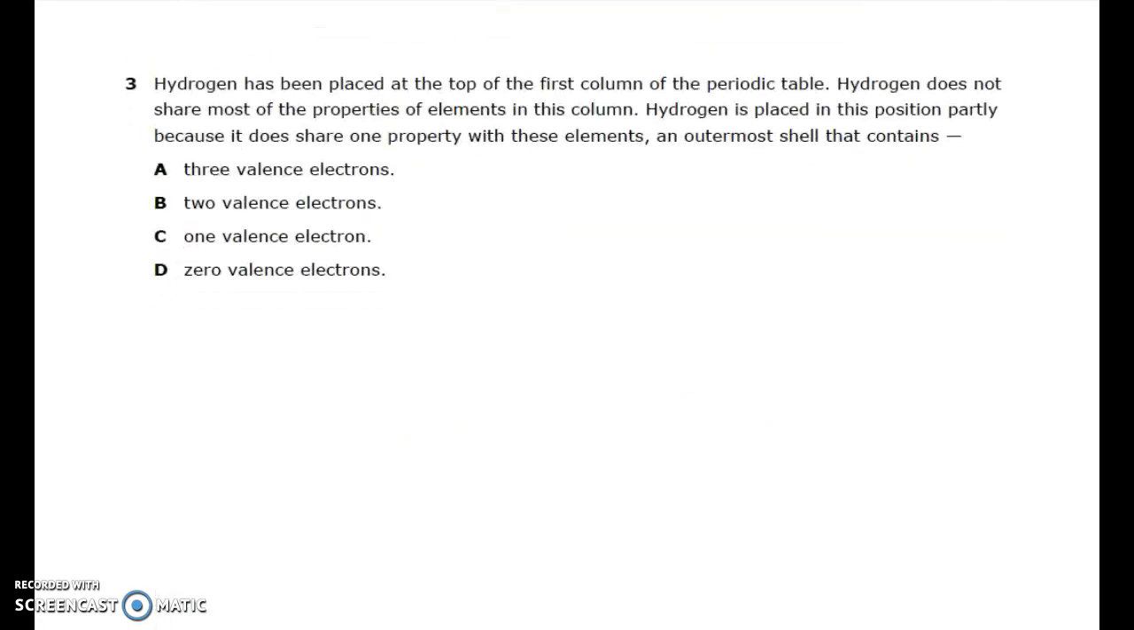Number 3. Hydrogen has been placed at the top of the first column of the periodic table. Hydrogen does not share most of the properties of elements in this column. Hydrogen is placed in this position partly because it does share one property with these elements, an outermost shell that contains A. 3 valence electrons, B. 2 valence electrons, C. 1 valence electron, or D. 0 valence electrons.